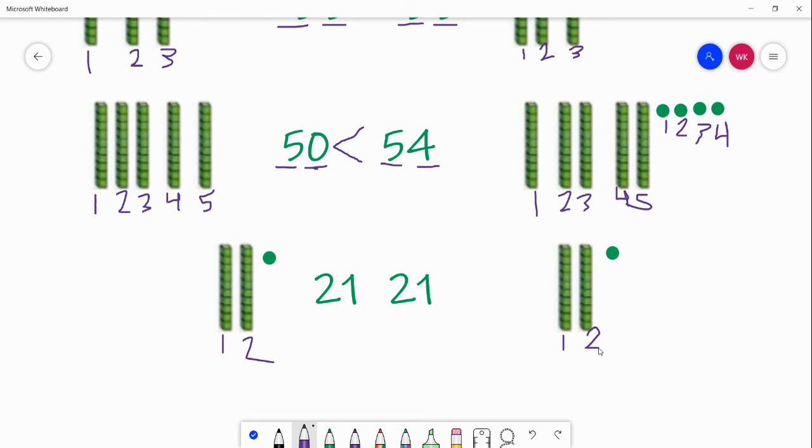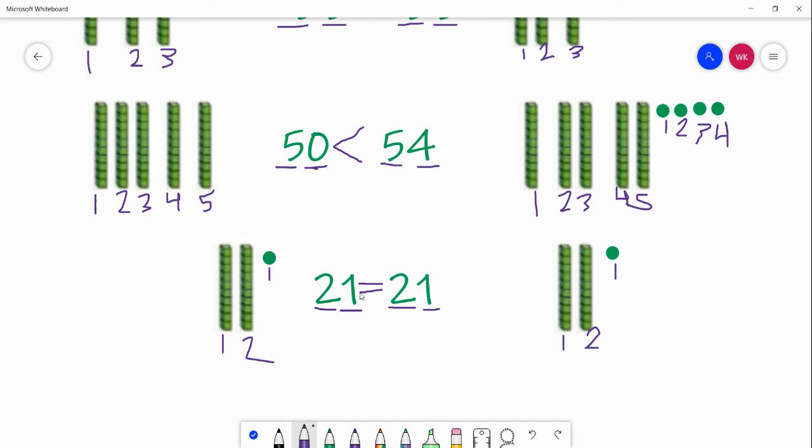All right, so I hope you wrote this one out. Now we are going to look. We have 2 tens in the number 21, and 2 tens in the other number 21. Both have 2 in the tens place. So now we need to look at our ones place. We have 1 in the ones place in each number. So these numbers are equal to each other. 21 is equal to 21.